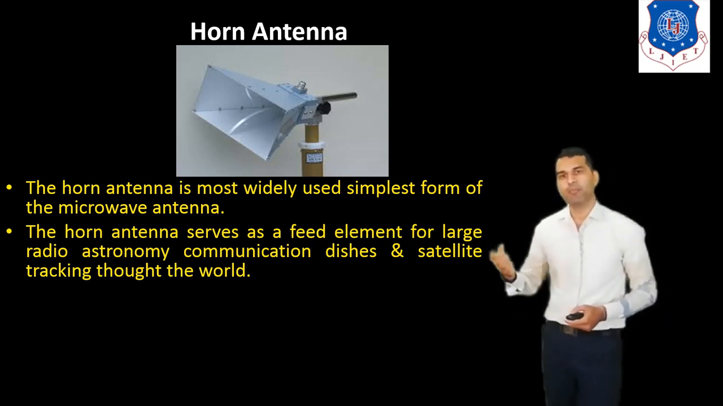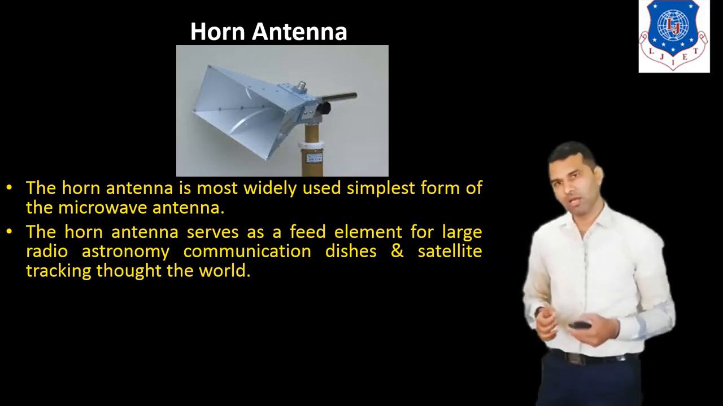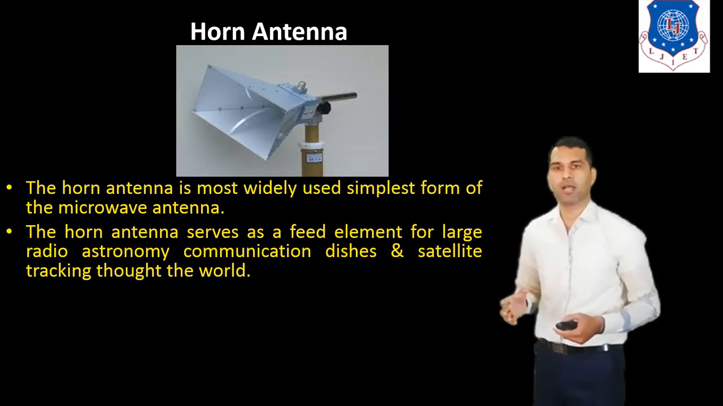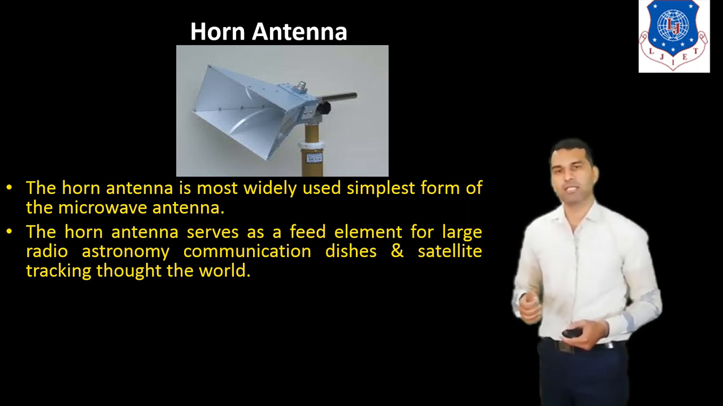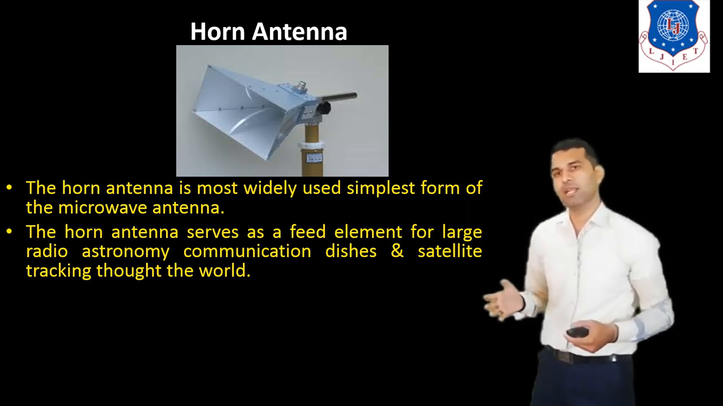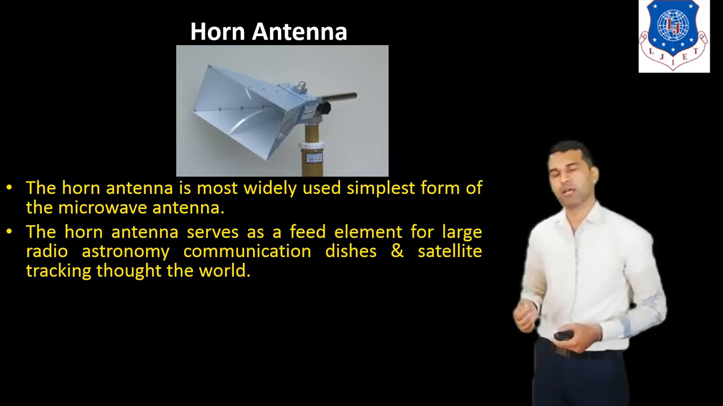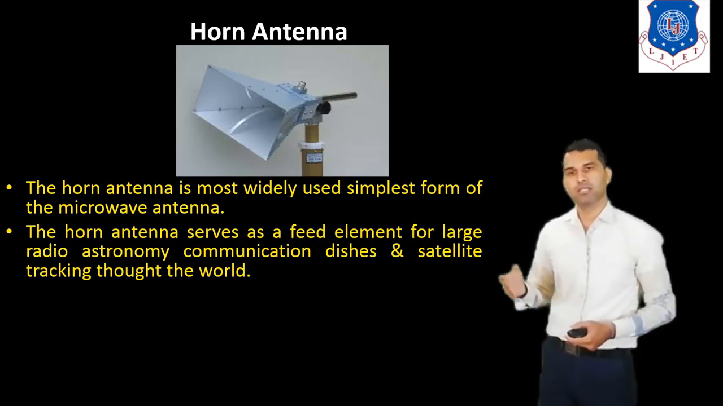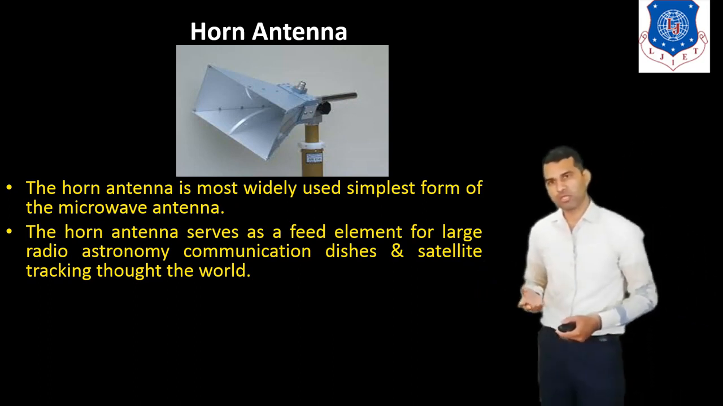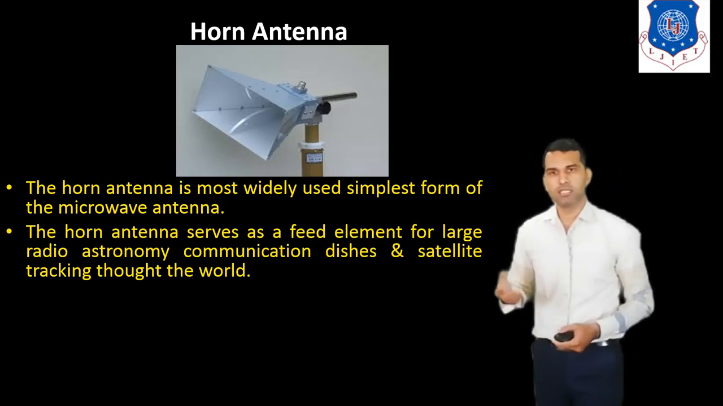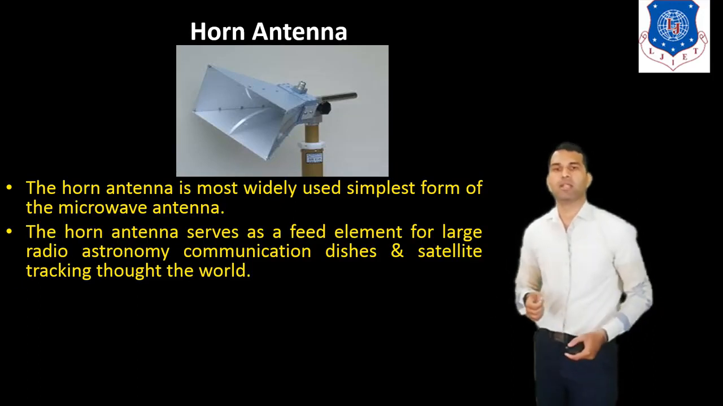We studied in the parabolic antenna that for the primary antenna we use the horn antenna, and we know that the parabola, which is known as the reflector, is nothing but a passive element. This is the secondary antenna, the parabola, and we give the input to the active element, the horn antenna. So the main application of the horn antenna is as a feeding element for large radio astronomy and communication dishes. In the dish TV, in the dish antenna, we have seen the horn antenna as a feeding element.